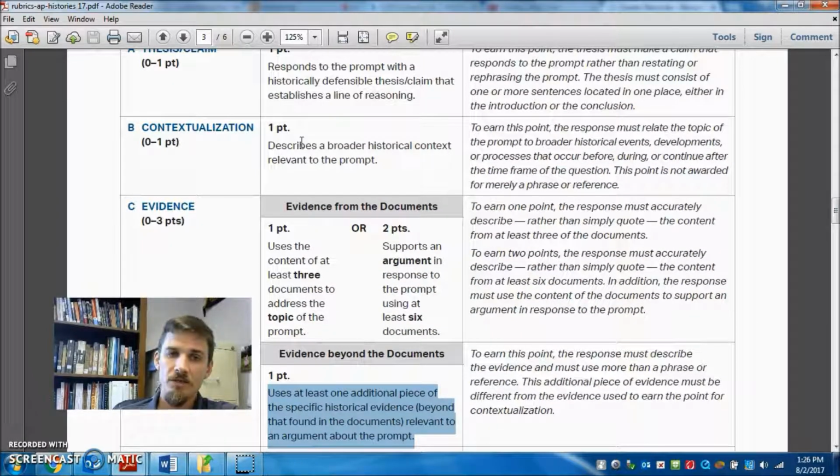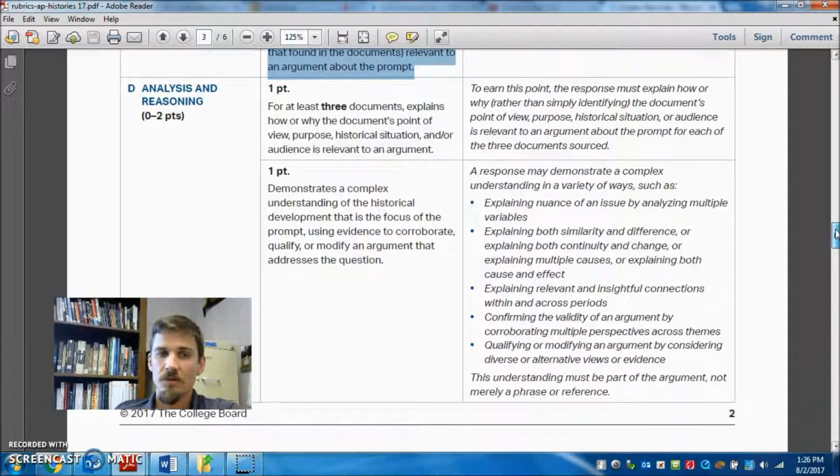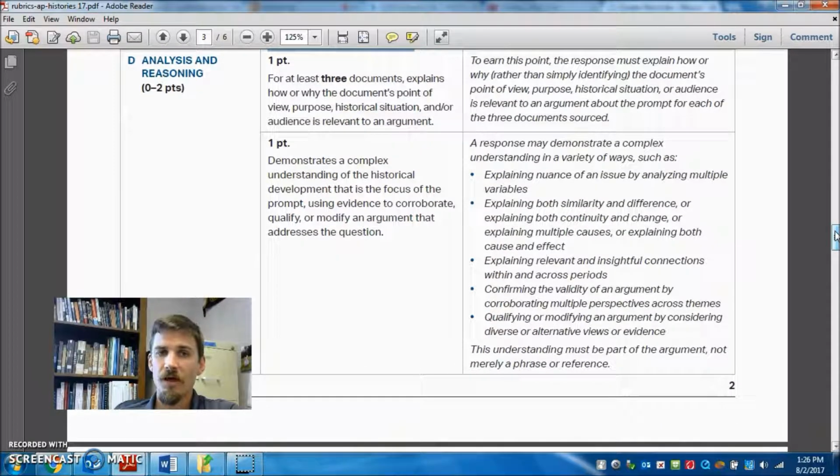Now, contextualization obviously can be things that are outside the document also. So you just need to make sure that the evidence beyond the document is going to be different from when you're looking at the contextualization. So, of these 3 points, the first 2 are really you're dealing with the evidence that's inside the document, since the third point you have to do the evidence that's beyond the documents. Okay, and then the last 2 points are for analysis and reasoning. Okay, so this is that discussion on point of view.